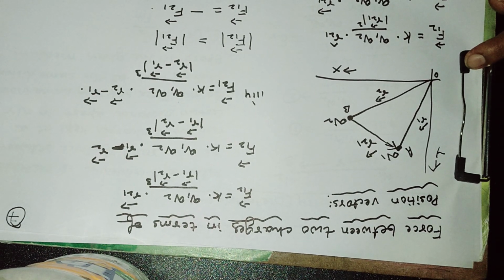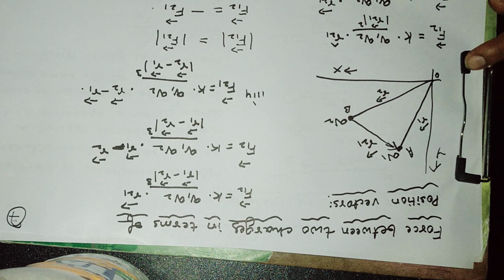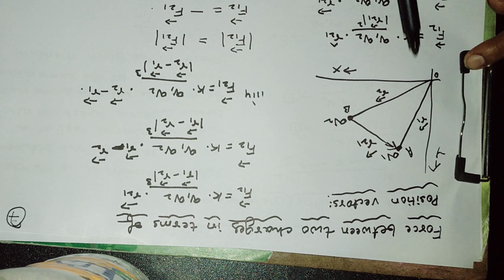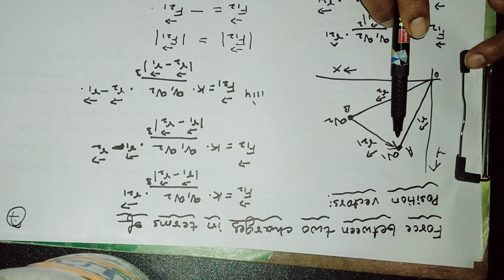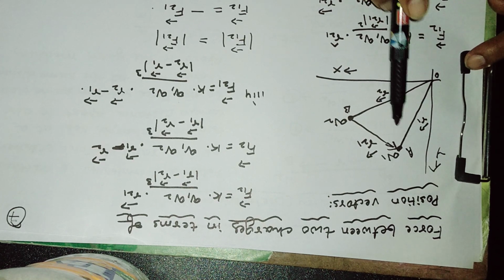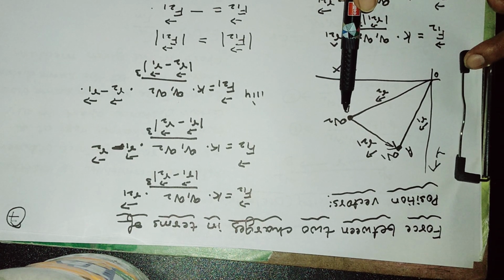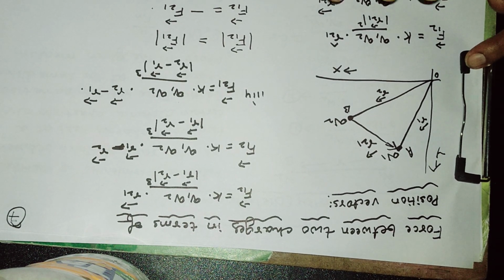What does Newton's third law state? For every action there is an equal and opposite reaction. So yesterday I had told you this. If you consider the force acting on Q1 as action, then the force acting on Q2 will be reaction. So they are equal in magnitude but acting in opposite direction. So this is how you represent the force between two charges in terms of position vectors.